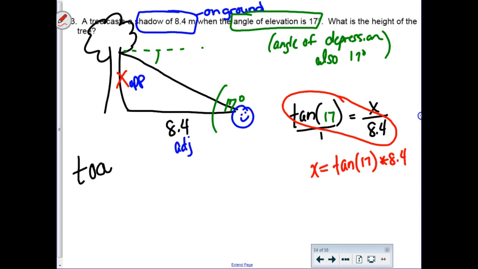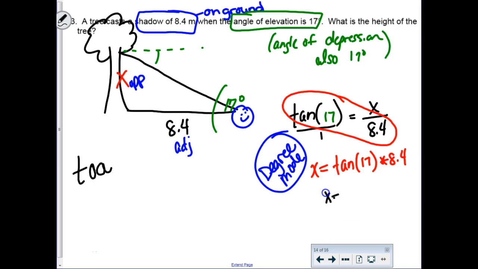And the other thing you have to remember is that your calculator has to be in degree mode. I will more than likely make a huge announcement at the beginning of your test to switch to degree mode. But if you get a funky answer, it's probably because your mode is in radian. So typing that in your calculator, you should get 2.57.